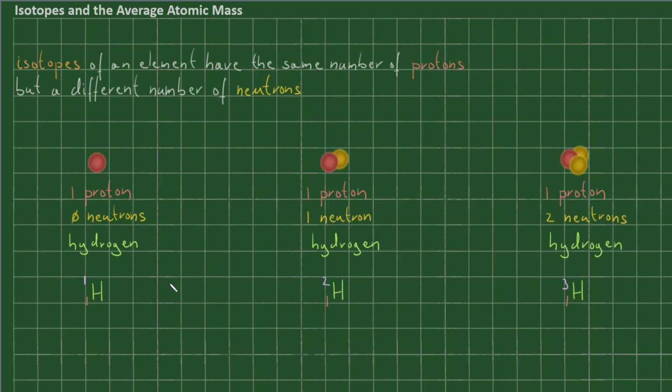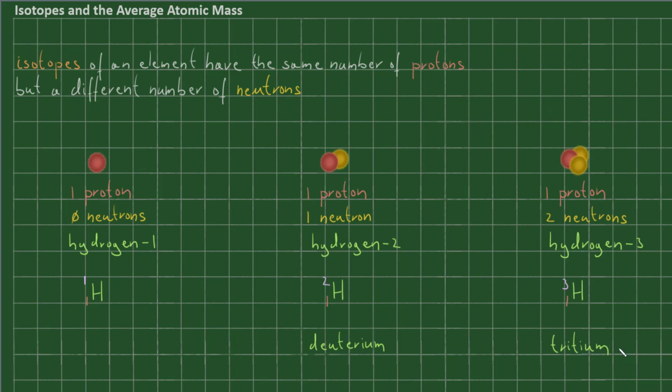In terms of language, we distinguish between different isotopes by indicating their atomic mass number. So the hydrogen on the left will be known as hydrogen 1, the hydrogen in the middle as hydrogen 2, and the hydrogen on the right as hydrogen 3. As it so happens, hydrogen 2 and hydrogen 3 also have their own special names. Hydrogen 2 is known as deuterium, and hydrogen 3 is known as tritium.